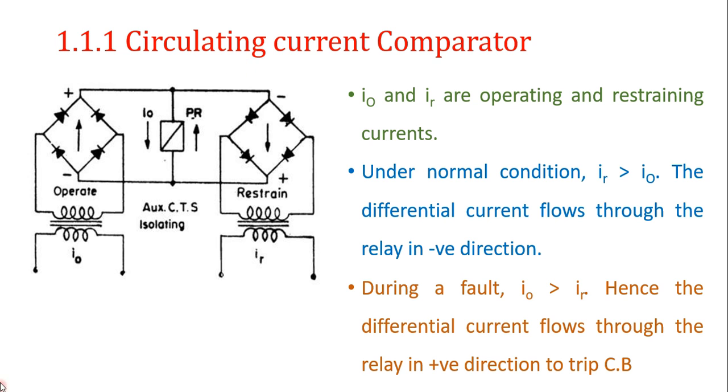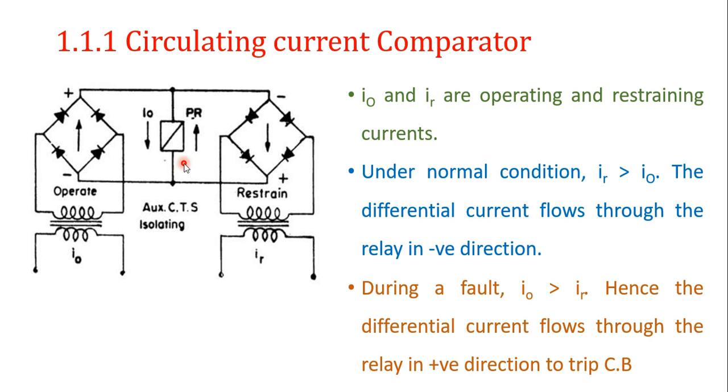First one is the circulating current comparator. In the circulating current comparator, there are two current values: IO, the operating current, and IR, the restraining current. They are given through two current transformers to a rectifier, and there is a relay element where the current flows in one direction, that is the negative direction, if IR is greater than IO. Under normal condition, the restraining quantity will be higher than the operating quantity and current flows in the negative direction.